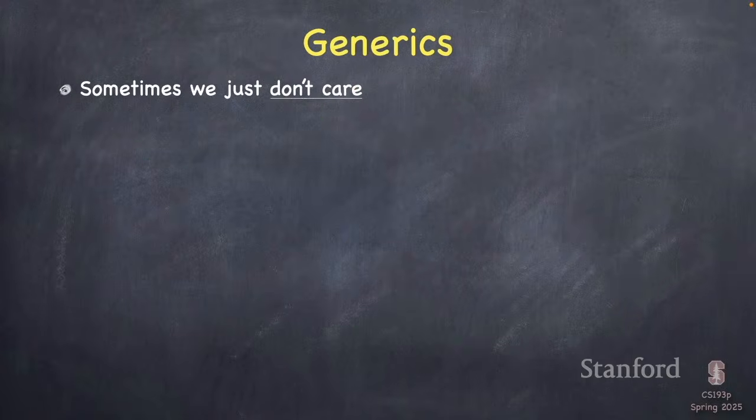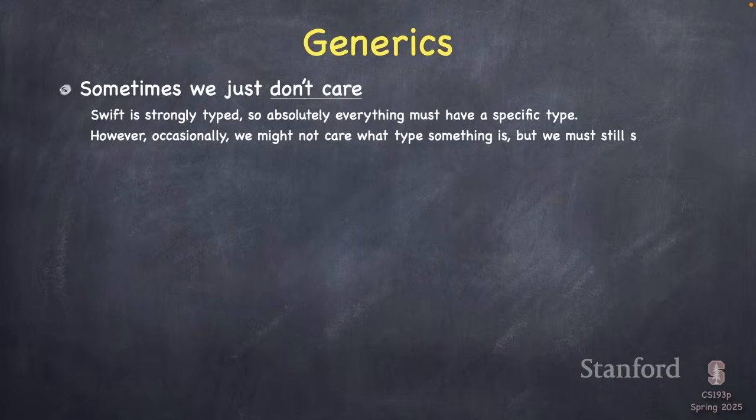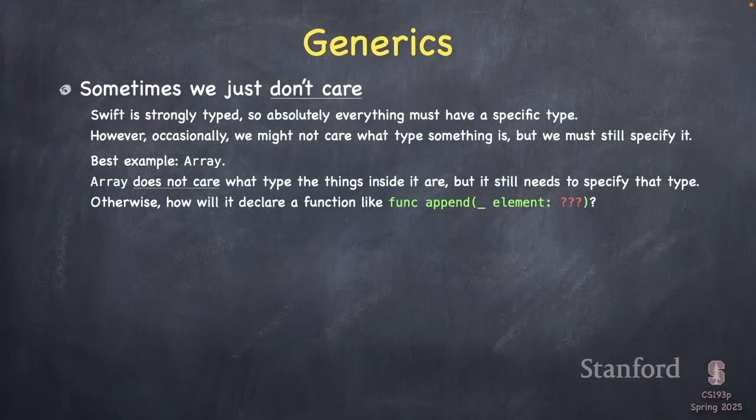All right, generics. Okay, sometimes we just don't care, is what I say right here, and that's true because Swift is strongly typed. Everything has to have a specific type. However, occasionally we don't really care what type something is. We know it needs a type, but we don't really care what it is. And array is the canonical example. I experiment in this class with showing other examples of things, but this is the one that people really understand, is that an array is a type, it's a struct, and it contains things that it doesn't care what they are. It could be an array of classes, it could be an array of structs, it could be an array of enums. It absolutely does not care.